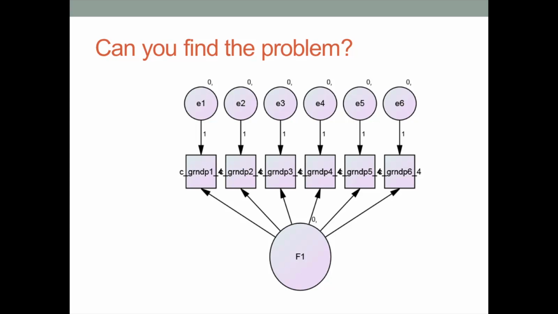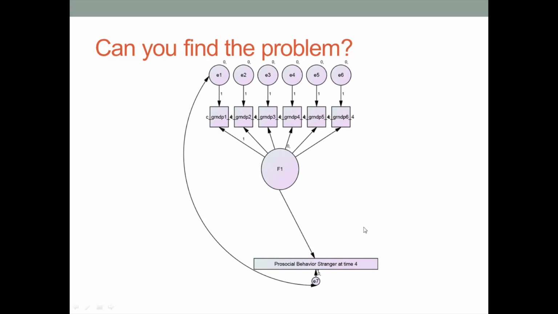If you think the problem is that none of the factor loadings are set at 1, you're correct. So probably we would need to constrain this factor loading or one of the others to be 1 for the model to estimate. How about with this model?